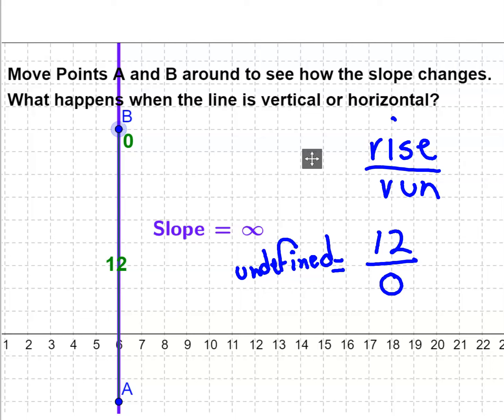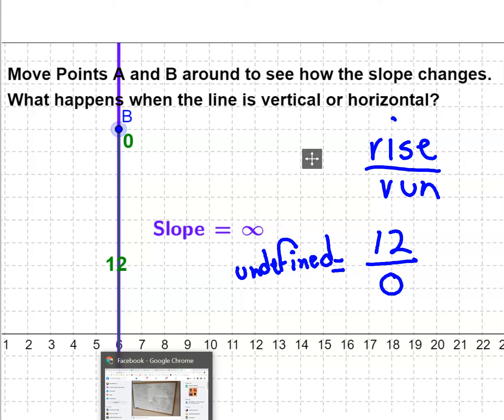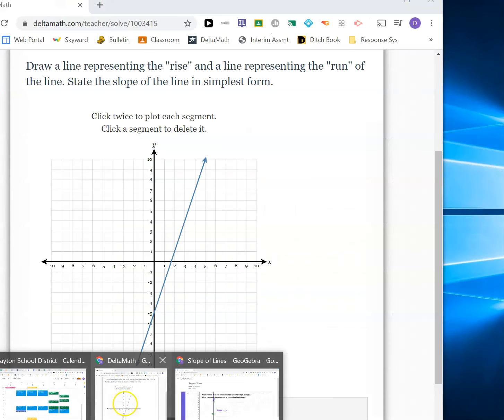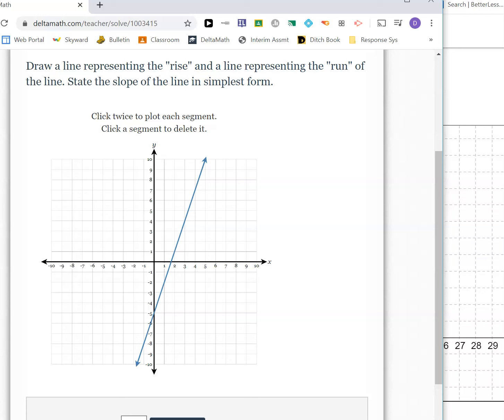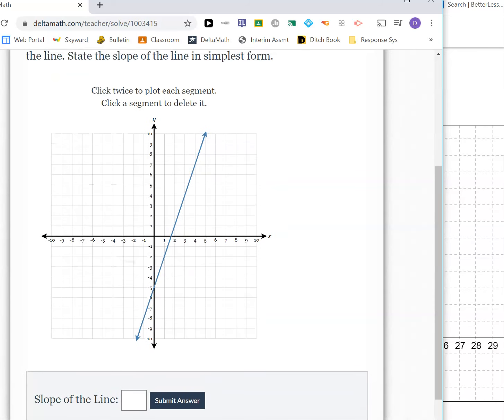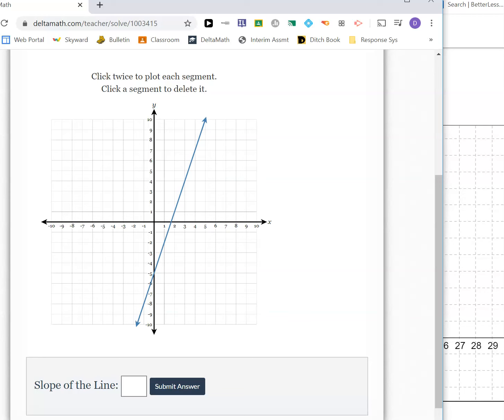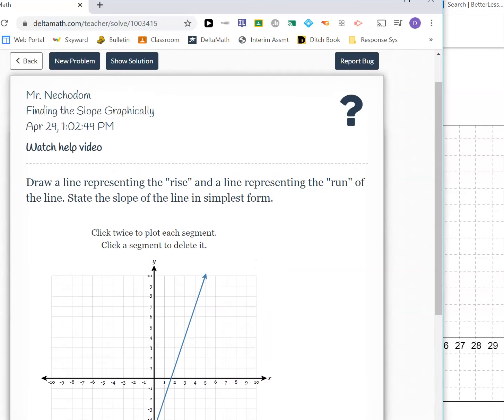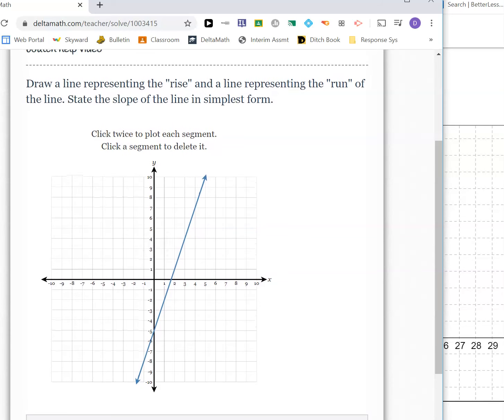So when you're back over here working on, say, Delta Math, and they're asking you questions like, what's the slope here? If you get a vertical one, there may be a button down below that says undefined. Okay? If you get a horizontal one, the slope is going to be 0. Okay? So question comes up, well, how does this work with Delta Math? How do you enter these? Well, it says draw lines that represent the rise and a line that represents the run of the line. Okay, then state the slope in the simplest form.